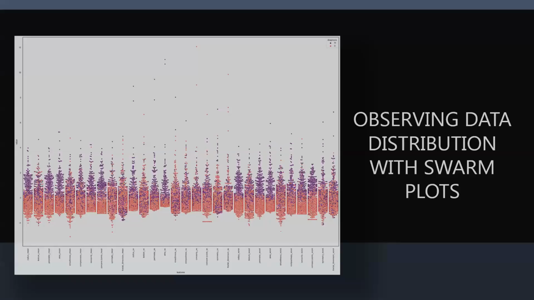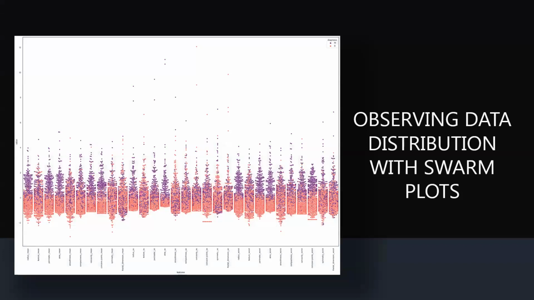Next up, we have swarm plots. They are another type of data visualization technique that helps you to see the density of data points and any potential patterns or clusters within categories.